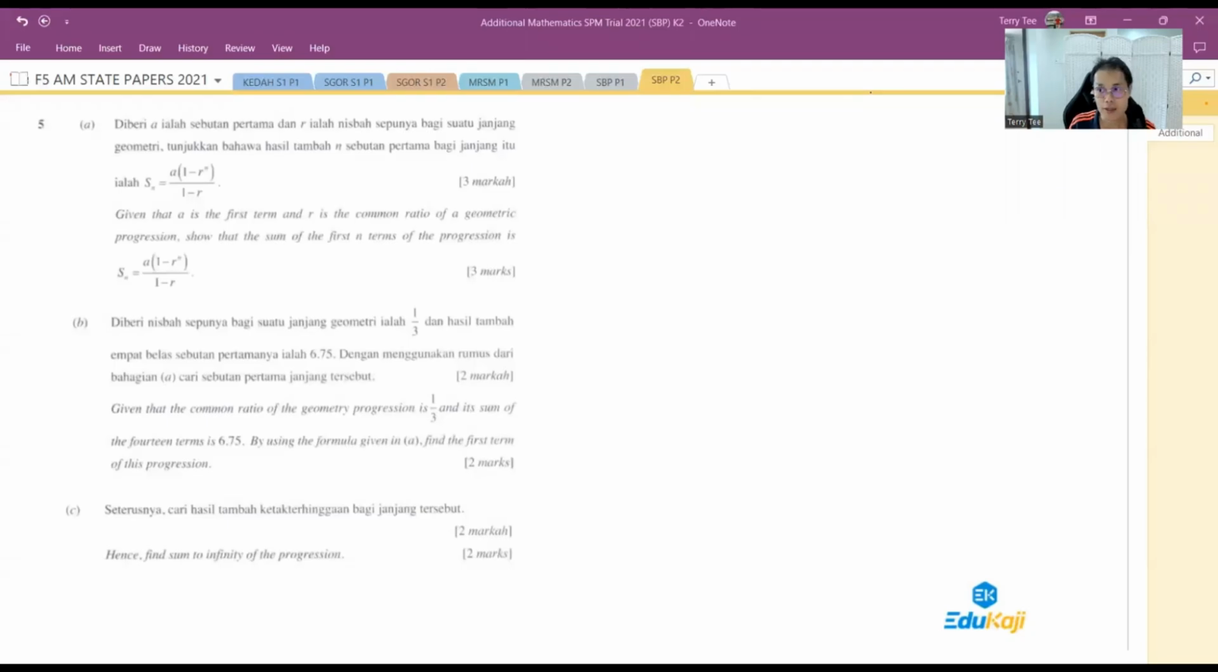Okay, question number 5. This is a question on Form 4 Chapter 5, progressions. So it's given that a is the first term, r is the common ratio of a geometric progression. Show that the sum of the first n terms of this progression is given by this formula.